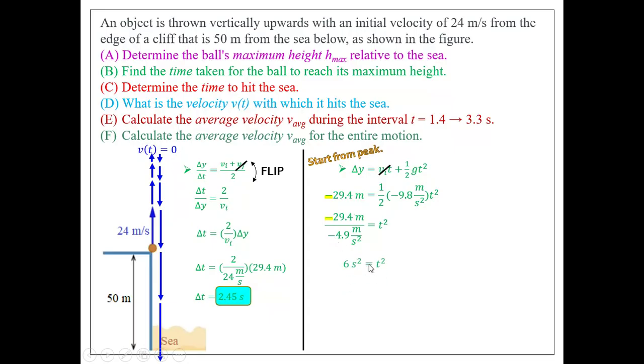That's what I did in my work here. You simplify the left side, it gives you 6. But this is t squared, so to get t by itself, you need to take the square root of both sides. Therefore, the square root of 6 is just 2.45 seconds.